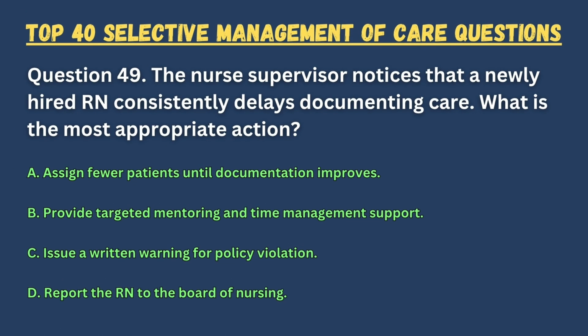Question 49. The nurse supervisor notices that a newly hired RN consistently delays documenting care. What is the most appropriate action? A. Assign fewer patients until documentation improves. B. Provide targeted mentoring and time management support. C. Issue a written warning for policy violation. D. Report the RN to the Board of Nursing.